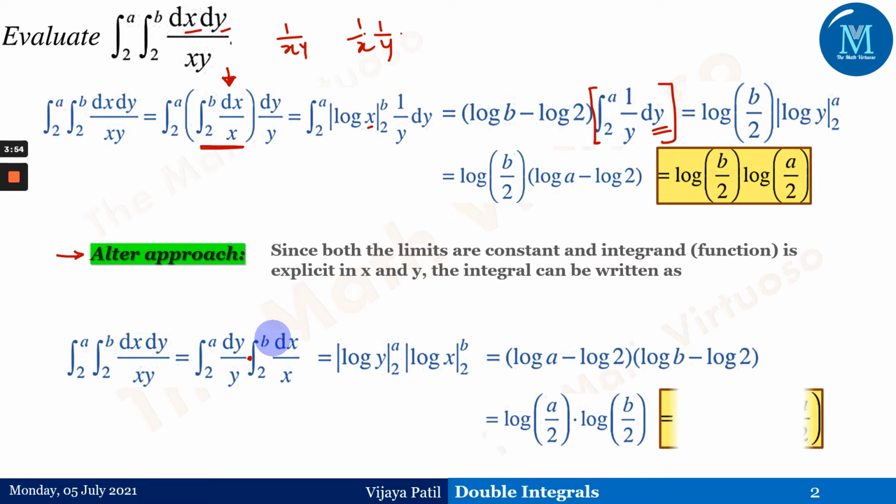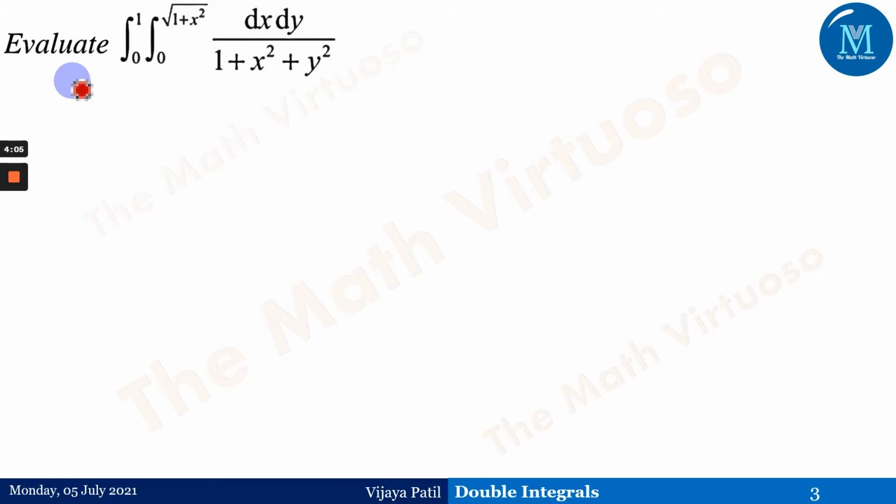So this is nothing but, if you observe here, just take a quick look, you will understand that this type of answer, you will be getting an answer for both the cases, they are same. Very, very simple integrals. So then the next is, evaluate the integral from 0 to 1, integral from 0 to square root of 1 plus x square.